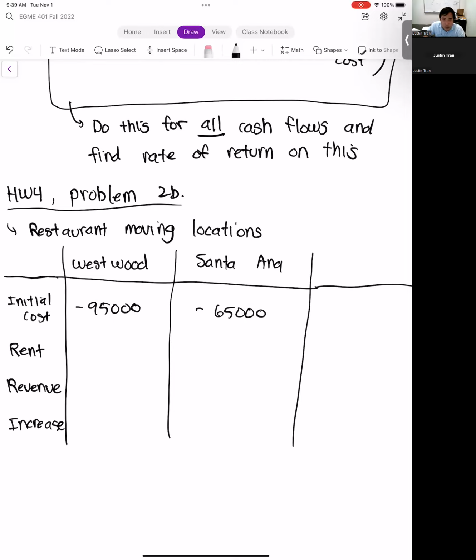And so what we're told is that the rent in Westwood is going to be $1,500 more expensive than Santa Ana. Okay. And since we're taking the difference, we don't need to know exactly what the rent is. We just need to know what the difference between them is.